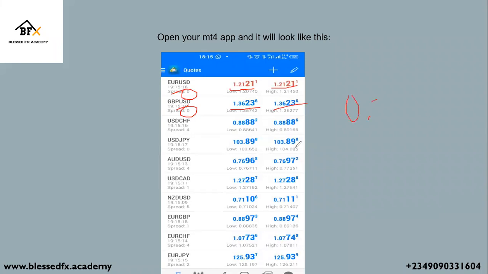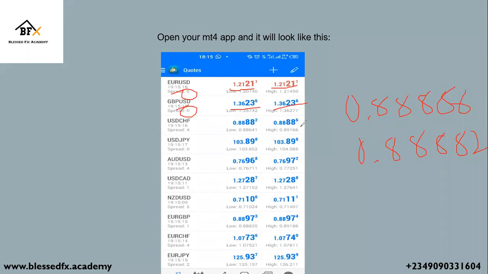0.88886. That 6 is the pipette, okay? I told you it's usually 4 decimals for USD pairs, pairs that are not JPY. But when it's at the top, there is a pipette. It's not a pip. The fourth decimal is the pip. This one is a pipette. 0.888882. You understand now? So you can still do the subtraction and get the value here.